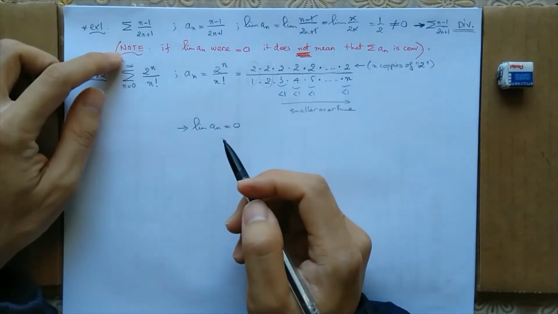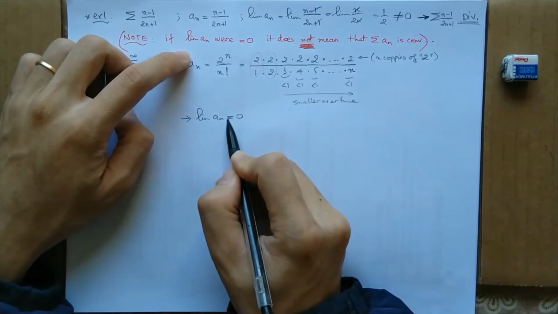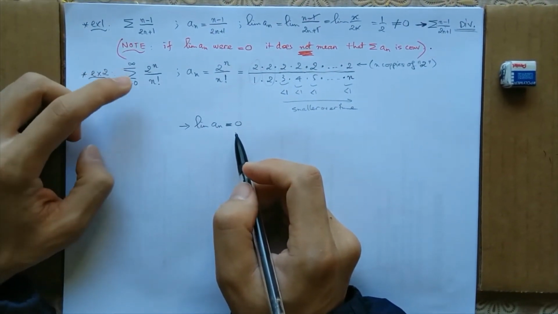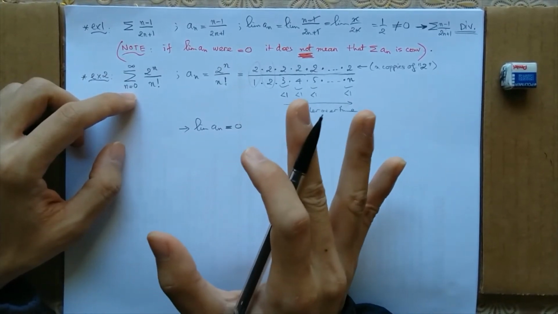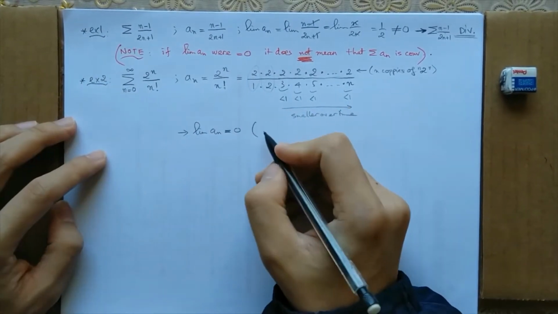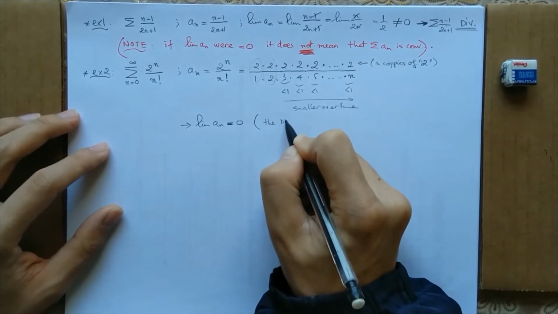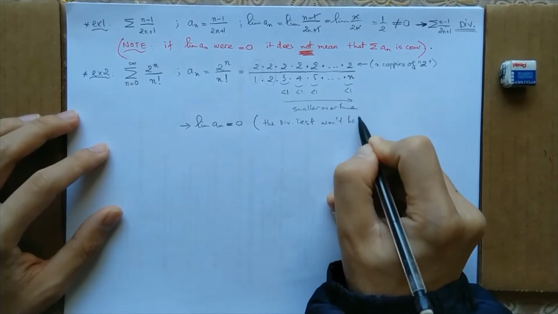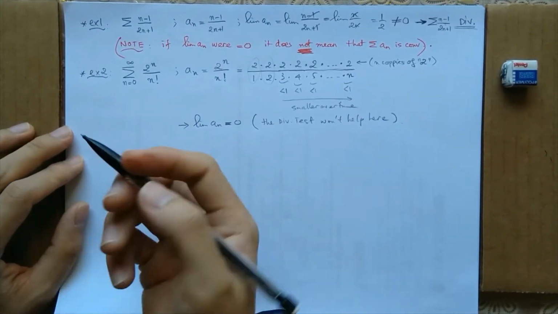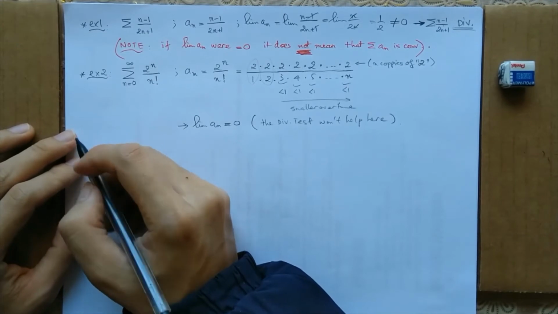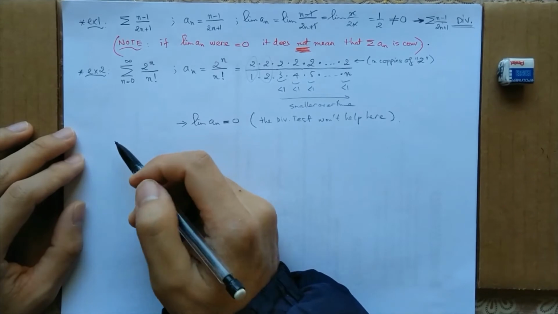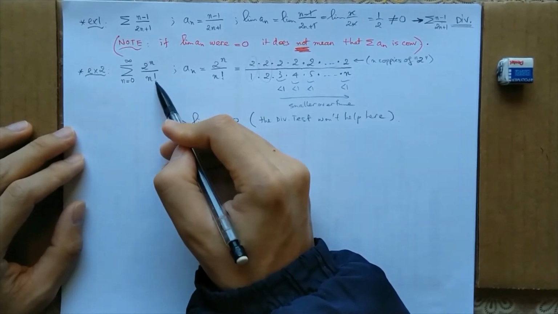Now, with the note that we had before, we know that when the limit is 0, it doesn't mean that the series is going to be convergent, right? That's something wrong to say. So the divergent test won't help here. Then we are going to think about either the ratio test or the root test. Now, because you have the factorial, very likely the ratio test is going to be more helpful.